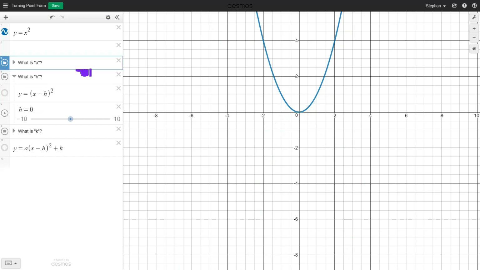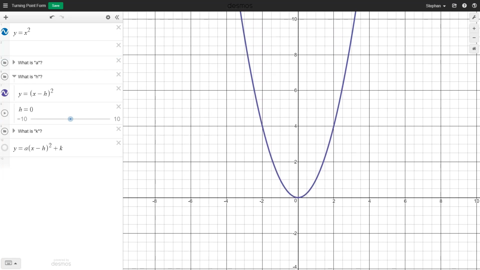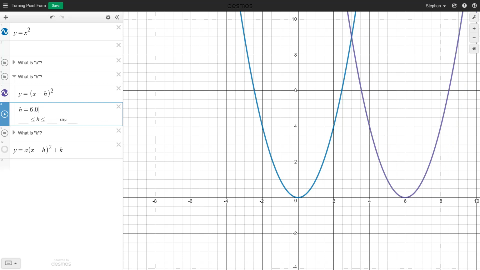So if we move on to H, we have the basic version, y equals bracket x take H squared. At the moment it's set to H being 0. If I turn it on, it looks exactly the same as the original blue graph, our reference graph, y equals x squared. That's because H is 0, so I haven't changed anything yet. Now watch what happens when I increase the value of H. When the H value is positive, the graph moves in the positive direction. I'll make that an easier number to track, make it 6.